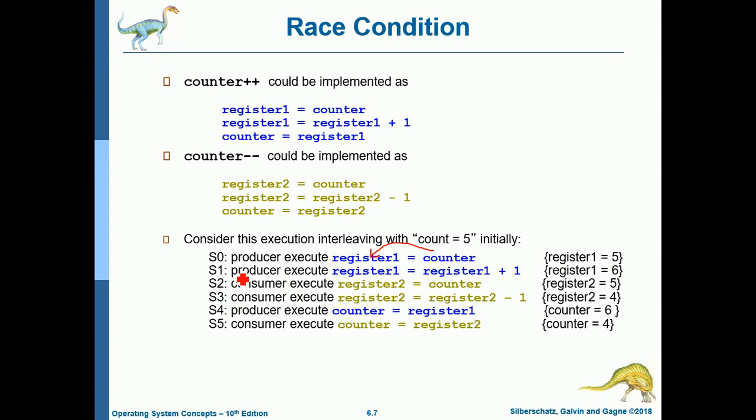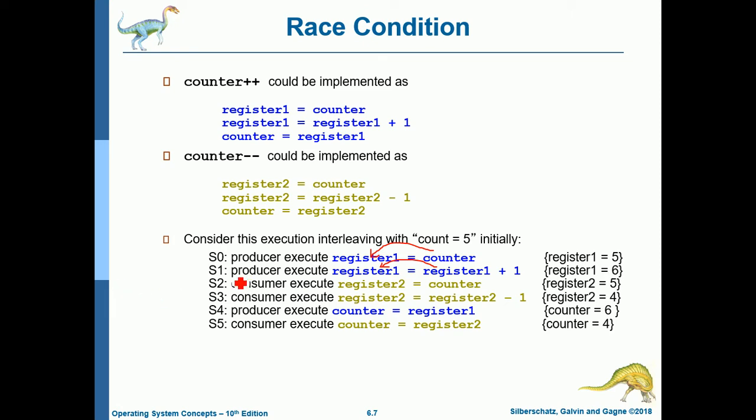And then the next step is the producer executes register 1 = register 1 + 1. Since register 1 is 5, you're going to add 1, so it will become 6. And then this new value will be stored again to register 1. So the value of register 1 now is equal to 6.